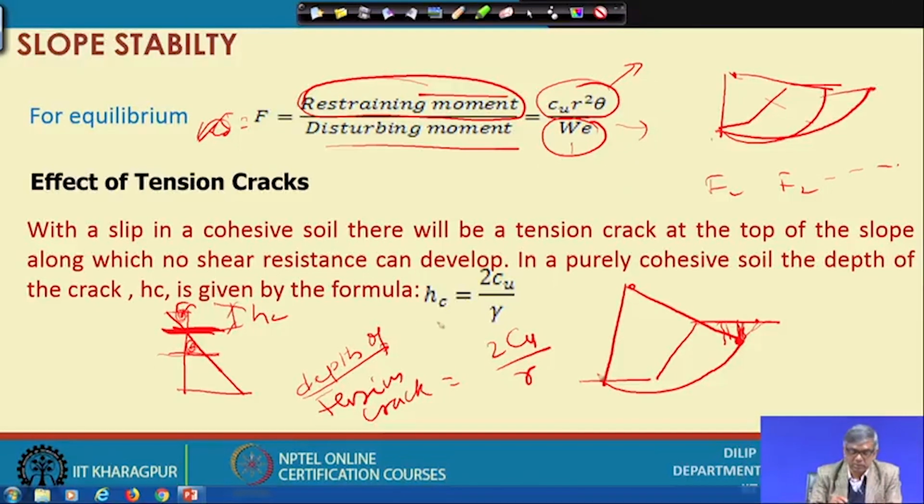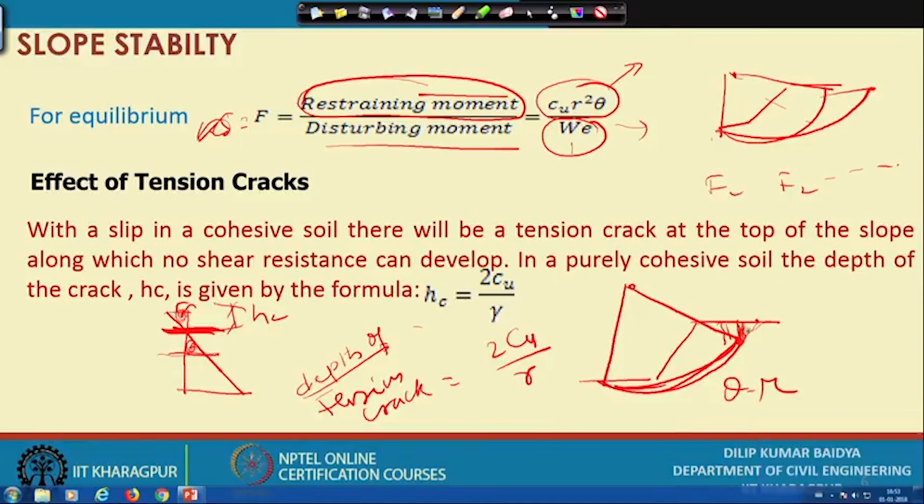That modification you have to do while calculating the length of the arc, which is equal to theta multiplied by r. Because of this tension crack I have to stop here, so r will change, and accordingly the length of the arc will change, and then this portion also will change. So if there is a tension crack, your resistance is reduced. That has to be considered in the analysis.